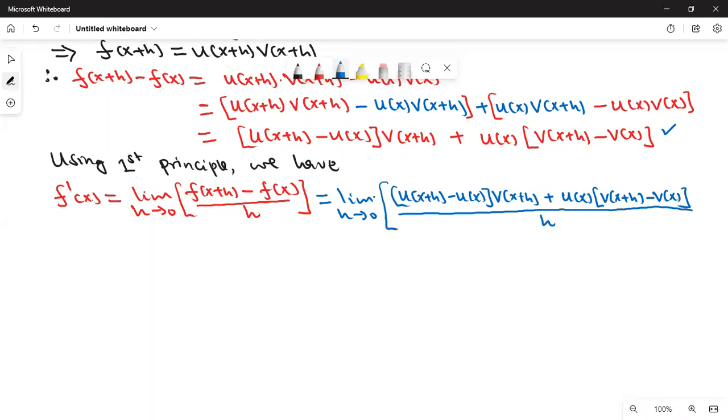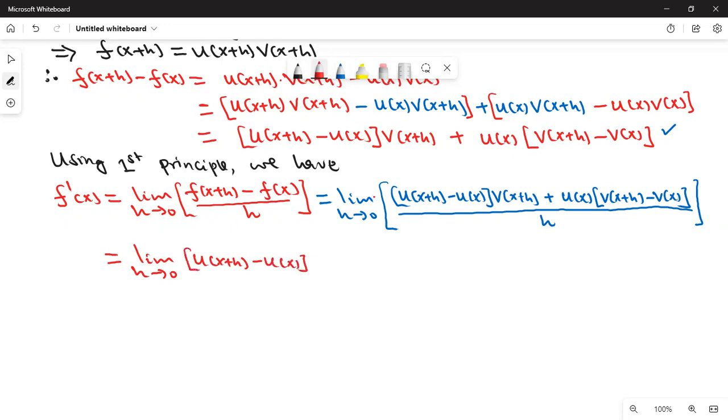So then apply the properties of limits. You see, with this, you can distribute the limit so that we'll have two terms. The first term is the limit as h approaches 0 of u of x plus h minus u of x.